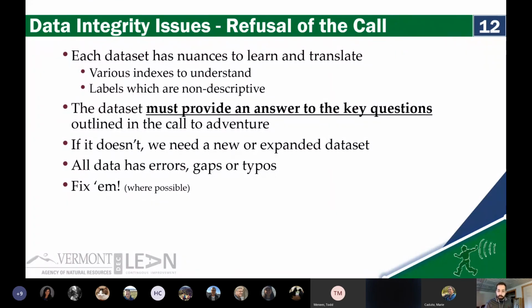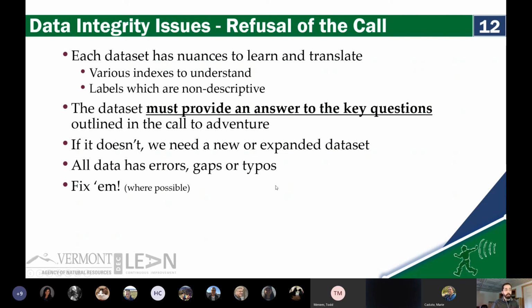But if we're going to get past the refusal of the call, we have to overcome it. Each data set has nuances to learn and translate. A lot of databases have various indexes that you have to learn to understand and navigate around, maybe translate if you ultimately want to present this work. You have to ensure that the data set's going to provide answers to the key questions. If you're concerned it won't, then you have a responsibility to seek out that data or find out if that data exists. If not, you might have to change the kind of questions you can ask of the data because it might not be able to answer the questions you want.